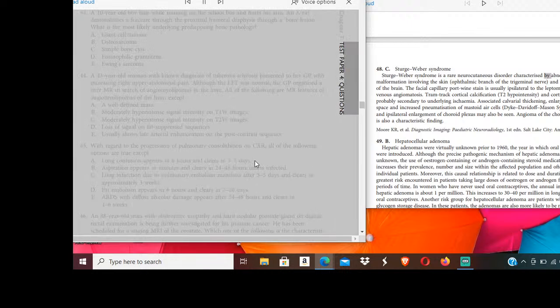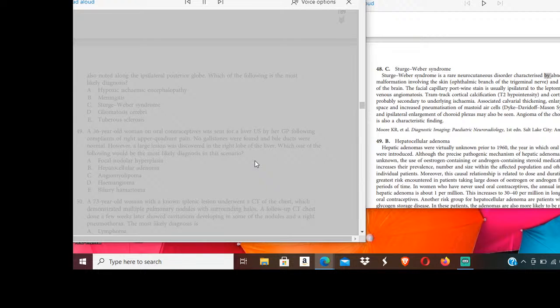Test Paper 4, Questions. 189. Also noted along the ipsilateral posterior globe. Which of the following is the most likely diagnosis? A. Hypoxic ischemic encephalopathy. B. Meningitis. C. Sturge-Weber syndrome. D. Gliomatosis cerebri. E. Tuberous sclerosis.